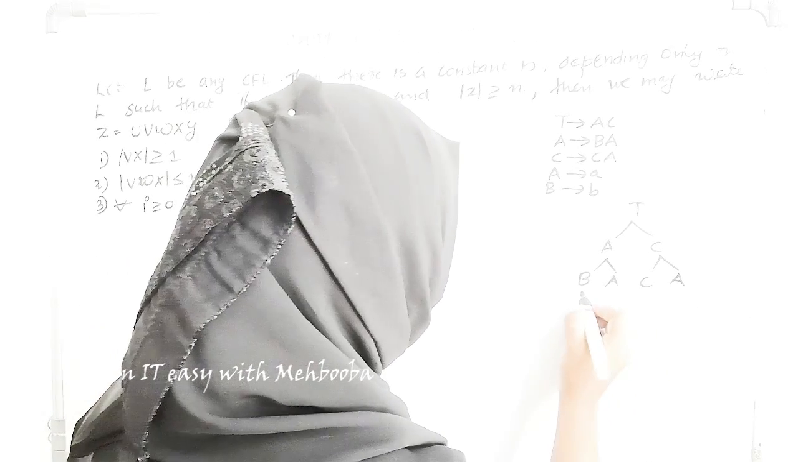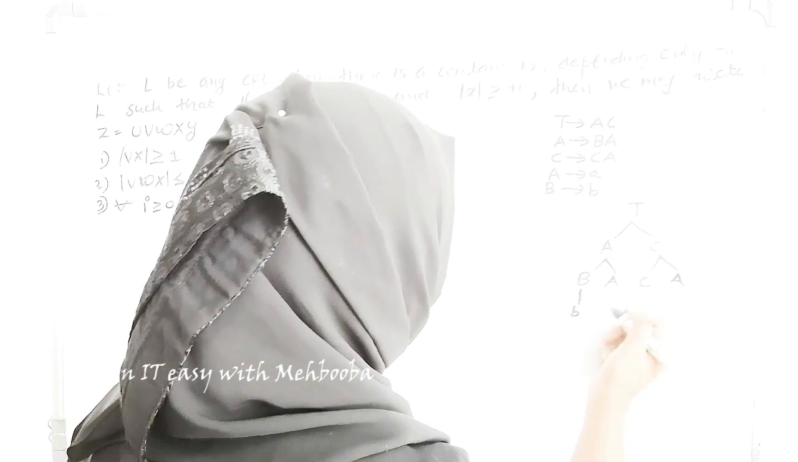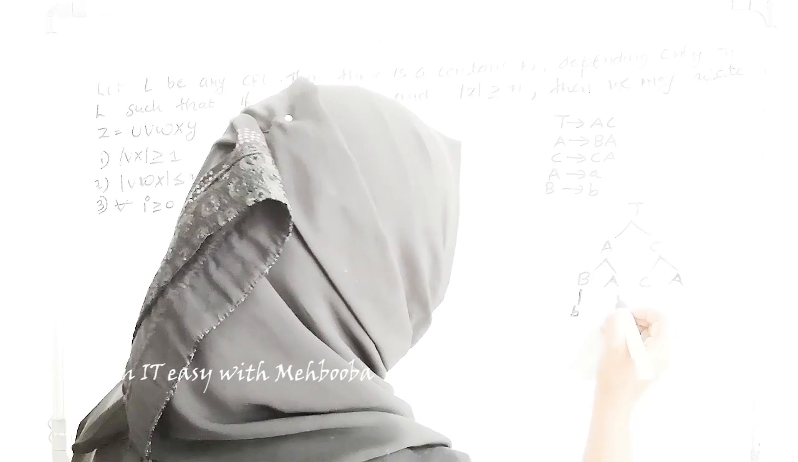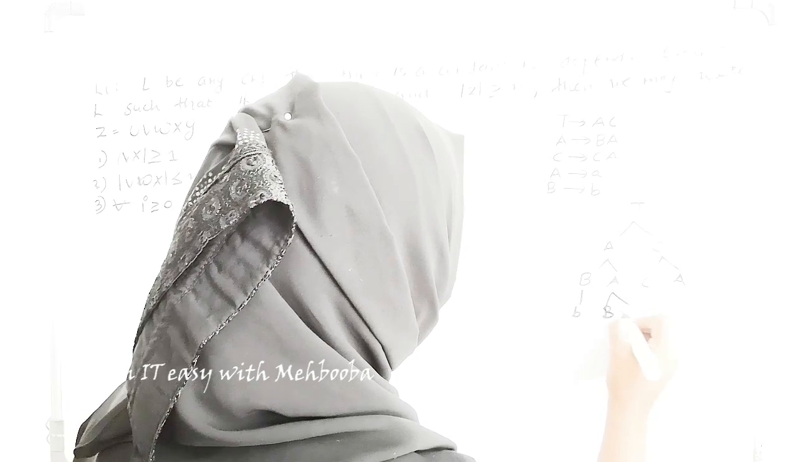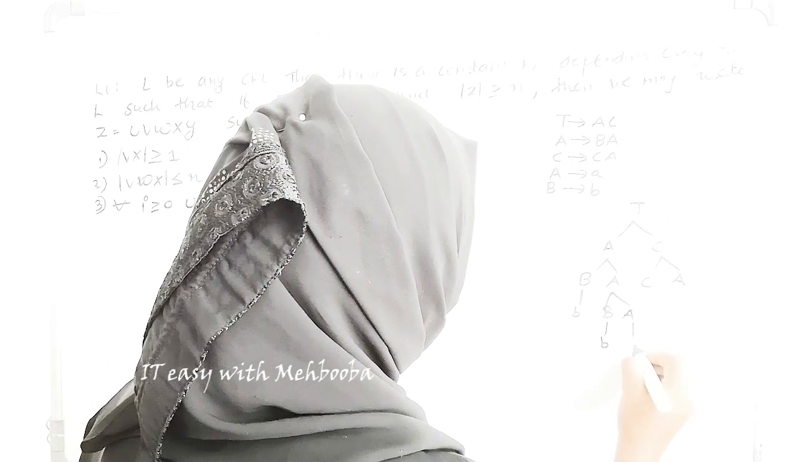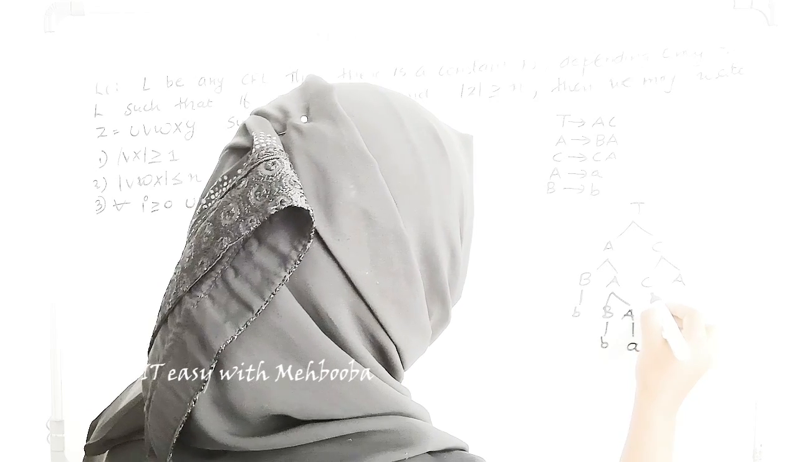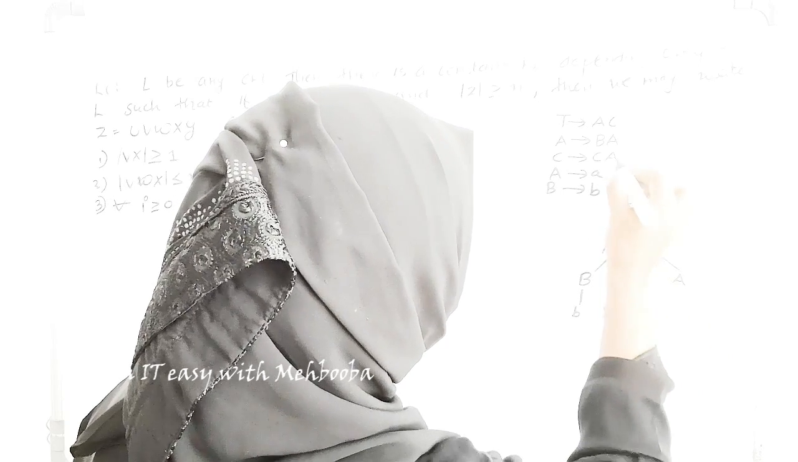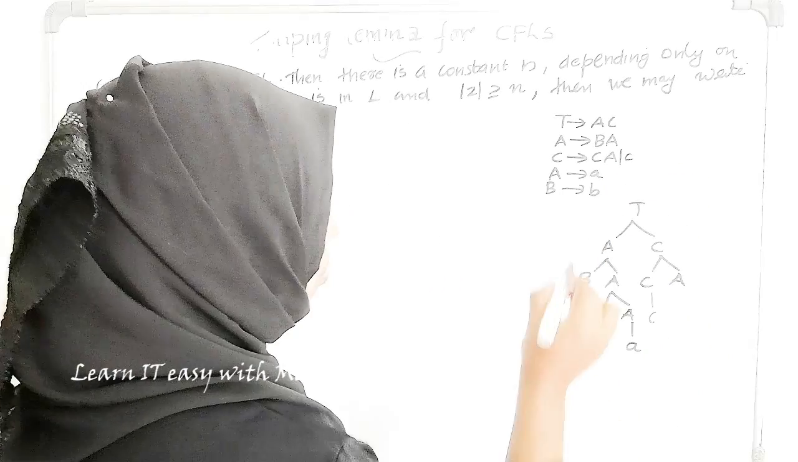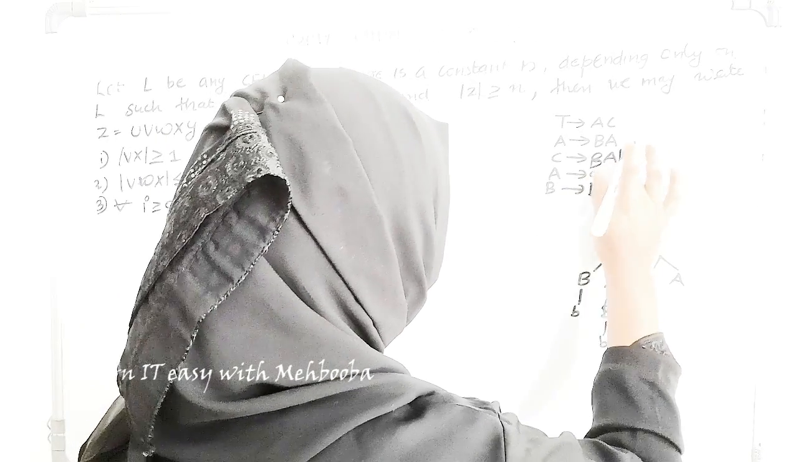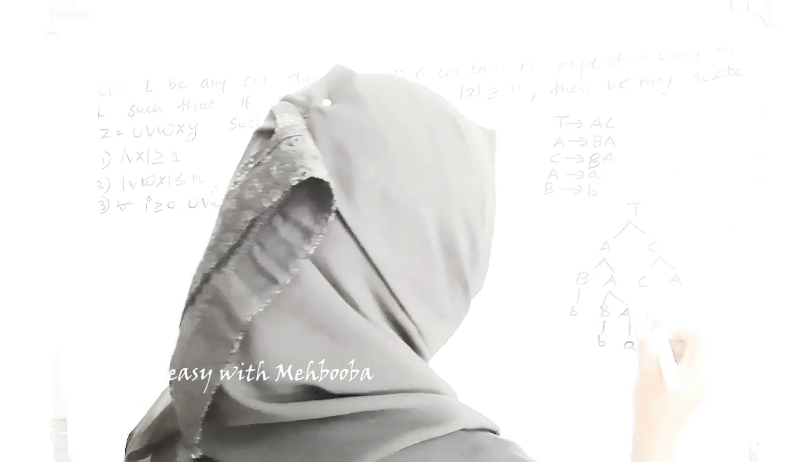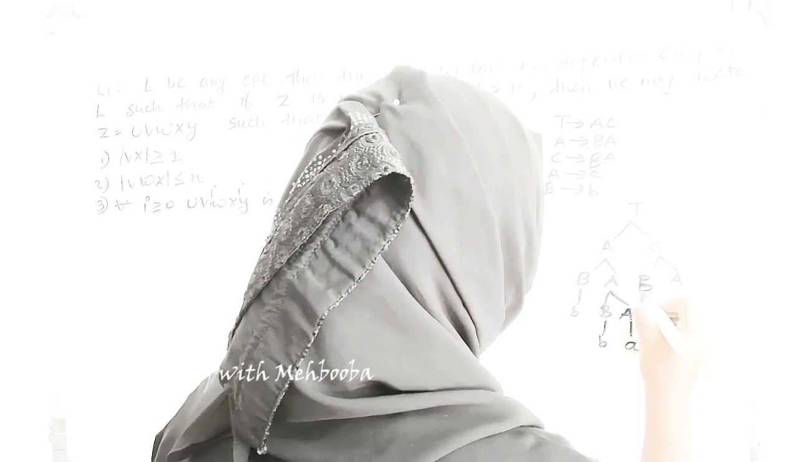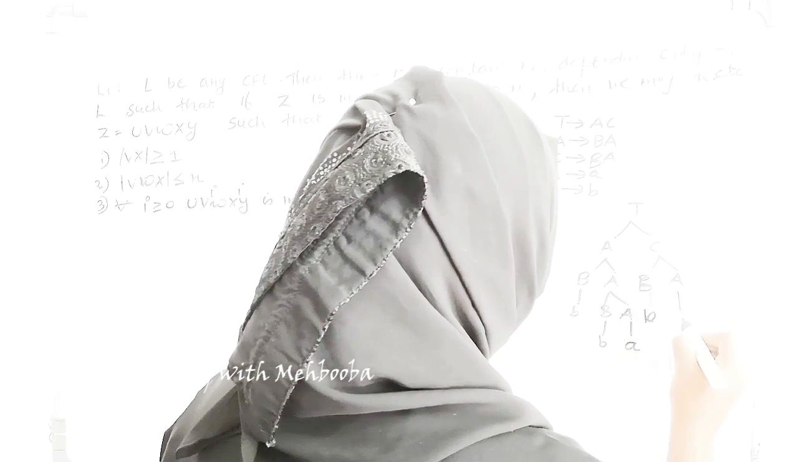Now B can give B. This A can give BA. Now this B can give B. This A can give A. Now this C can give BA. Let's change this to BA to make this easy. Now this B can give B. This A can give A.